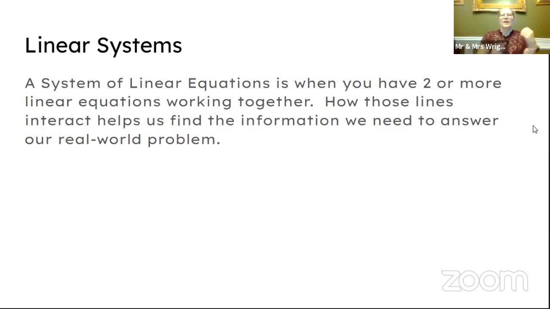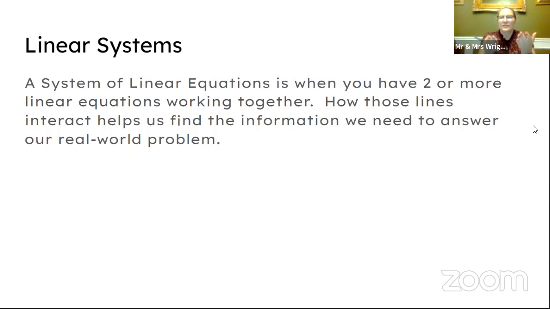A linear system is when you have two or more linear equations that work together, and how those lines interact helps us find the information we need to answer our real world problems. Usually when you have two lines, you find where they intersect, and that would be the solution that you're looking for. But when you use it for real world information, we did it actually a little bit in the last unit when we compared cell phone plans.